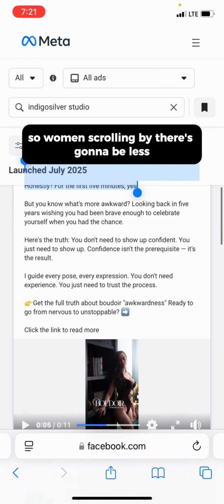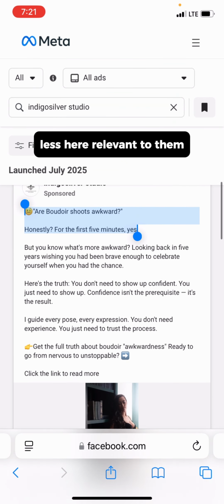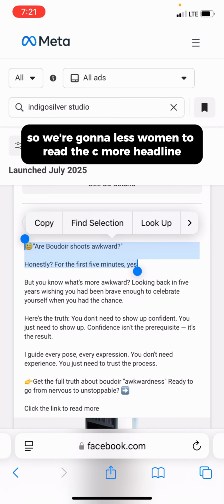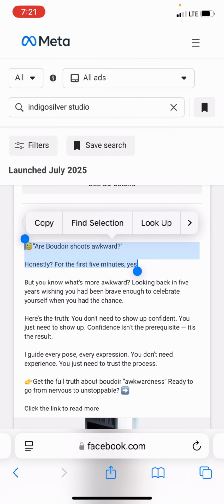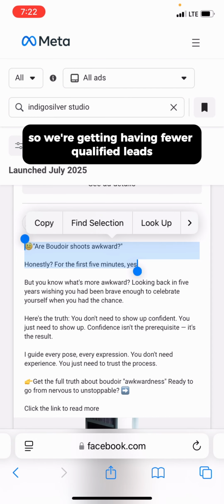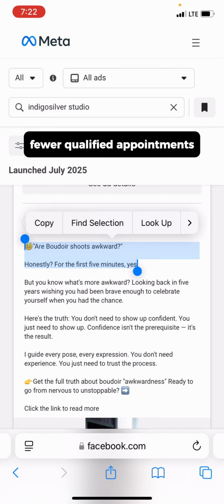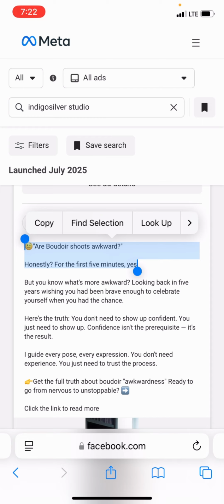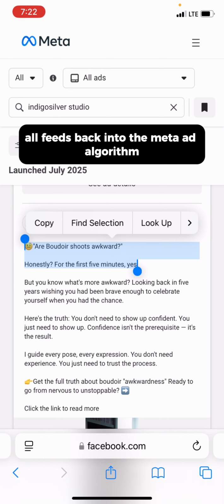So women scrolling by, there's going to be less here relevant to them to capture their attention, get them to scroll back up. So we're going to get fewer women to read the Seymour headline, fewer women to click Seymour, fewer women to read our full ad copy, fewer women getting pre-qualified. So we're having fewer qualified leads, fewer qualified appointments, more price hunters, more price objections, more ghosting, fewer sales, lower revenue, fewer bookings, lower conversions, lower ROAS, all feeds back into the meta ad algorithm.